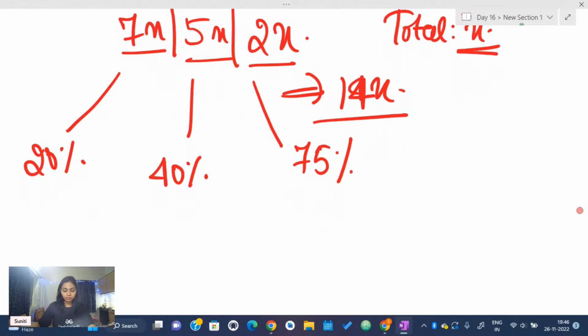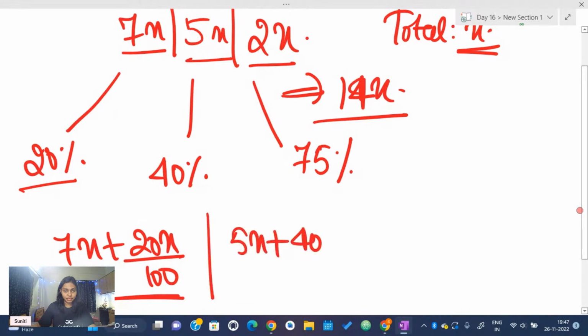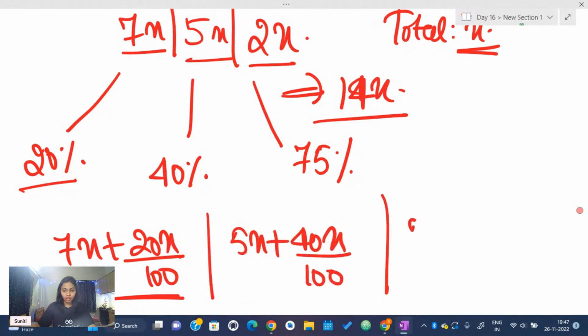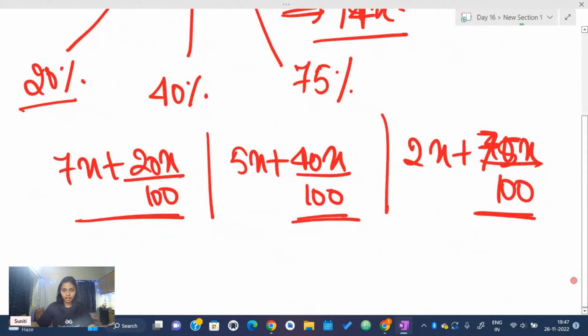So what we can do here is take 20% of x. We are going to have 7x plus 20x by 100. That will be the new seats that we have. And then we have 5x plus 40x by 100. And then we have here 2x plus 75x by 100. All right. So those are the new seats that we are going to have.